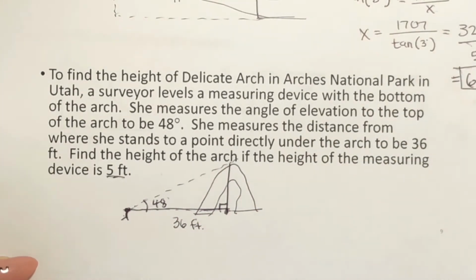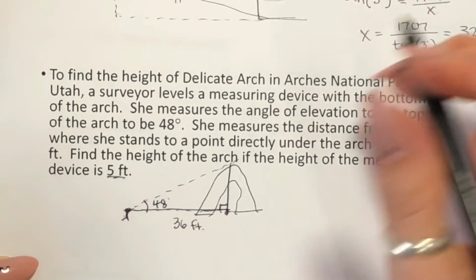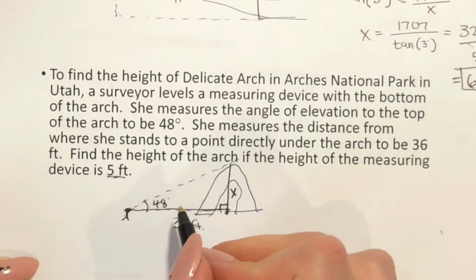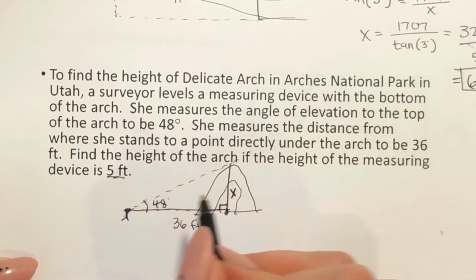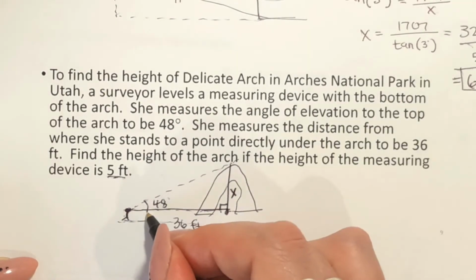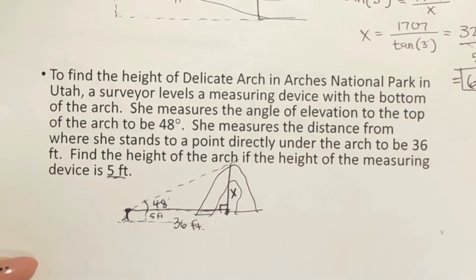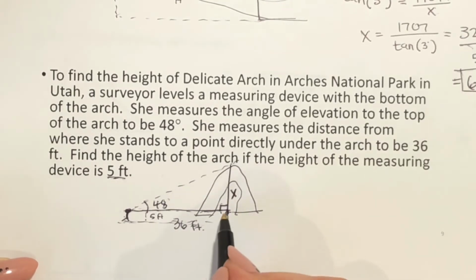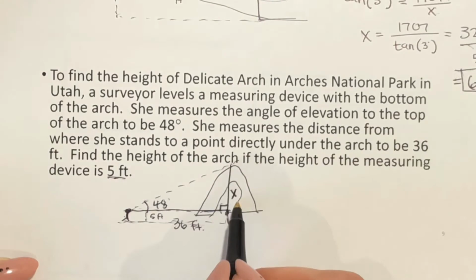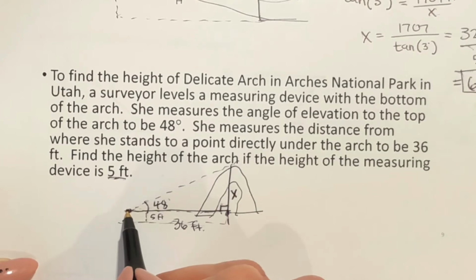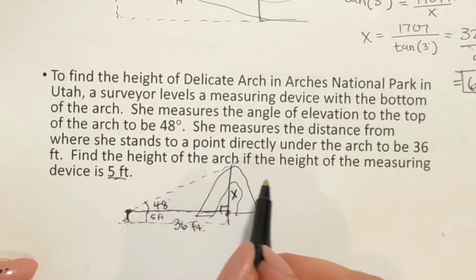Okay, find the height of the arch if the height of the measuring device is 5 feet tall. So they want to know how tall this is. But then the tricky thing is this camera or whatever device she's using, it's not measuring straight from the ground. So if this is the ground right here, it's 5 feet off the ground. So when we're finding this distance right here, it's not taking into account that extra 5 feet from where it's standing. So we're going to have to add that additional 5 feet to our answer. If this device had been sitting right on the ground, we wouldn't need to do that. But since this device is 5 feet up, it's kind of skewing our measurement a little bit.